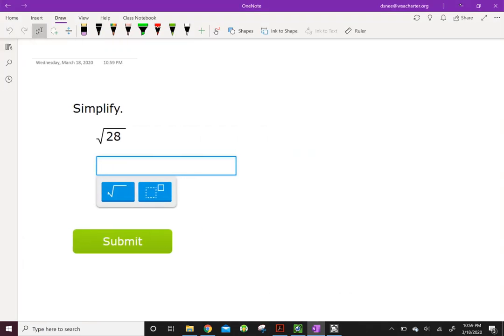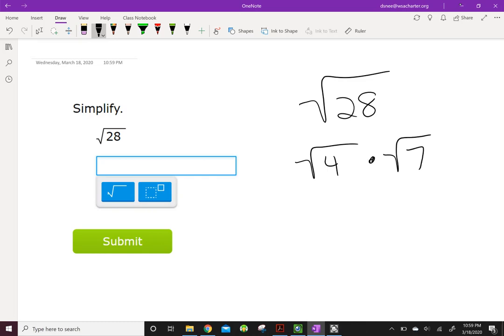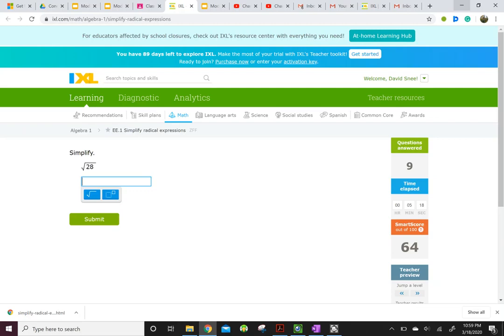The square root of 28. What perfect square can I divide that by? Well, the square root of 4 times the square root of 7. And the square root of 4 is 2, times the square root of 7. So we're going to try that on 2 root 7. Submit. Hey, I'm up to 68 here.